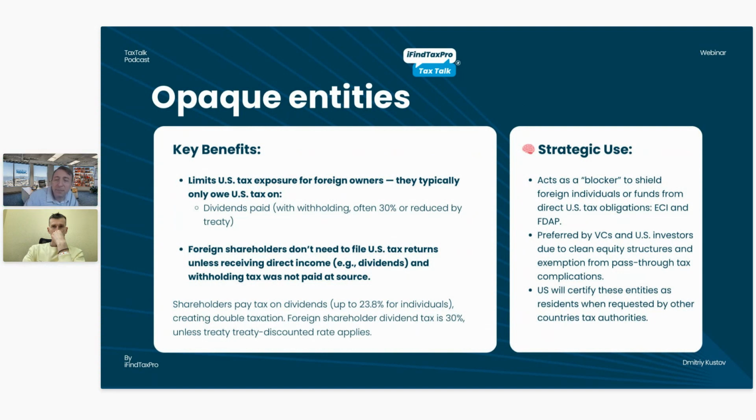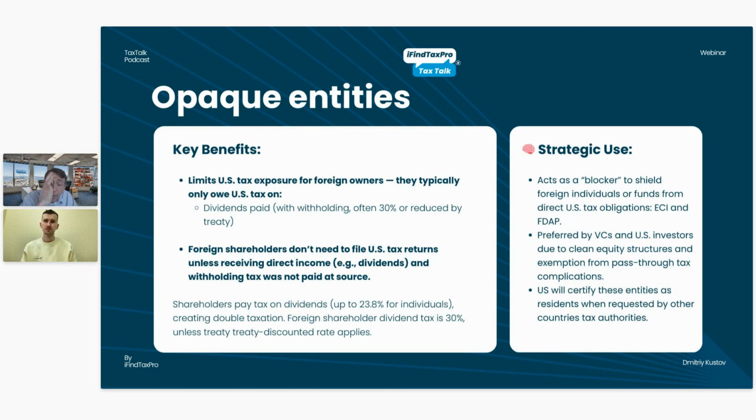And here you go. These are the key benefits. Still, it limits tax exposure somewhat for foreign owners, because if you recall, if you have a pass-through entity and you do have a US business, shareholders or members have to file their personal tax return. Here, okay, maybe you pay 30%, but you don't have to file any taxes. For some reason, some people simply don't want to file anything personal in the US. So foreign shareholders don't need to file this tax return.